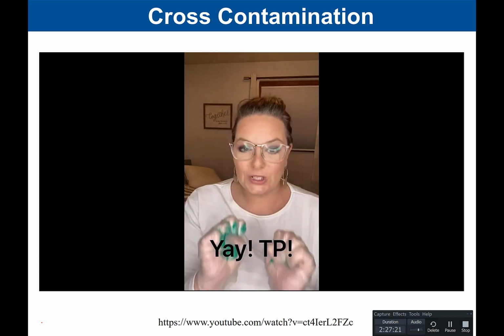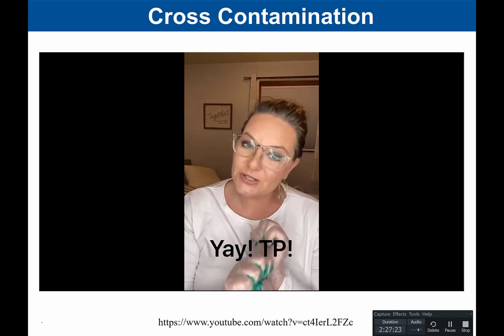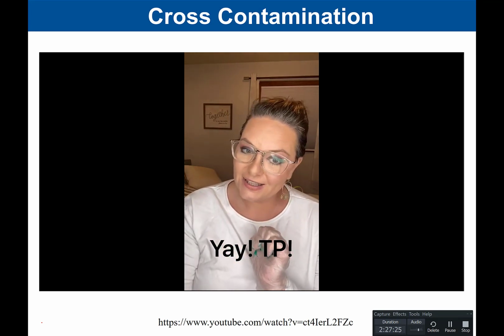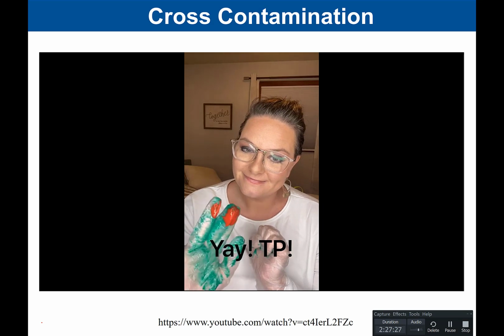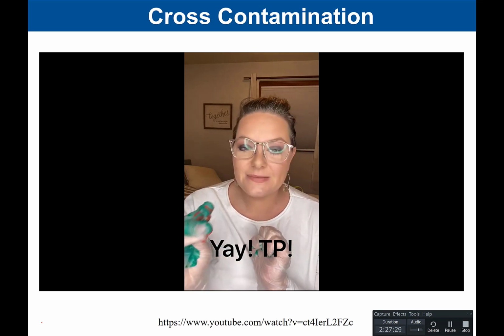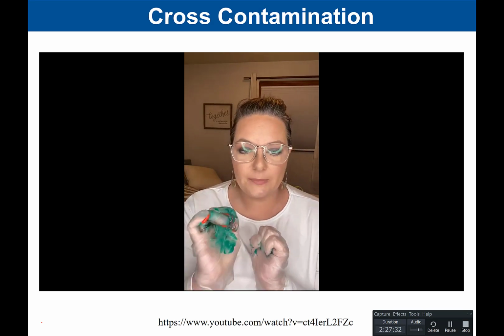We found toilet paper. We're lucky today, people. Let's pick up the toilet paper. Have a look at the toilet paper. Yep, looks good to me. I'm going to put that in my cart. I'm going to put that toilet paper in my cart.